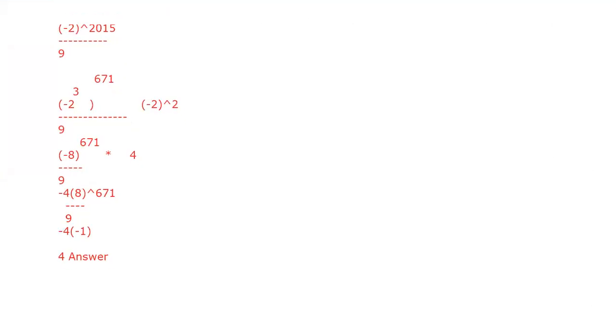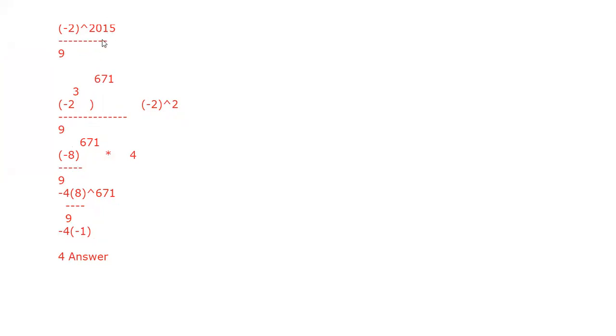Minus 2 raised to power 2015. We were here. You are able to see the screen now. Okay, now I am dividing by 9, so I have to make this number 8 or 10. In every question, by whatever number you are dividing, try to make the number one less than or one more than it. One less than 9 is 8. If I write minus 2 raised to power 3, it would become minus 8. So I'm writing minus 2 raised to power 3 and I'm dividing 2015 by 3.